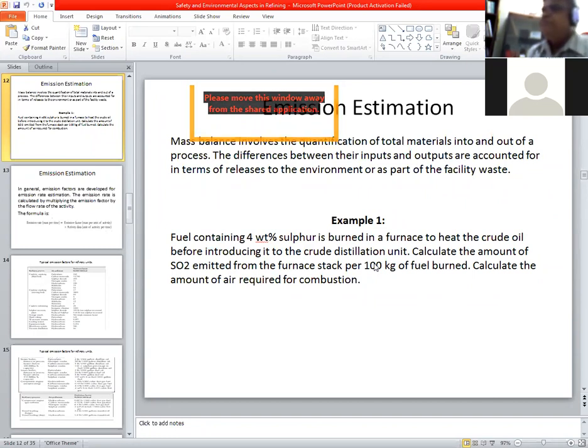Now, molecular weight of sulfur dioxide, you know that sulfur is 32, oxygen 16. So 16 times 2 plus 32, equal to 64. And molecular weight of air is 29. Since it is given in kg, the basis will be 29 kg per kilomole, and the molecular weight of sulfur dioxide will be 64 kg per kilomole.